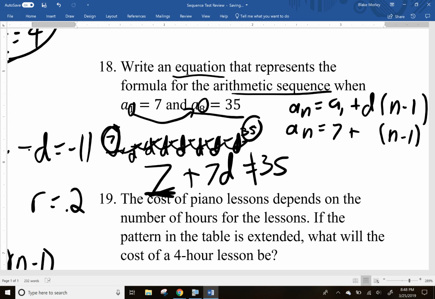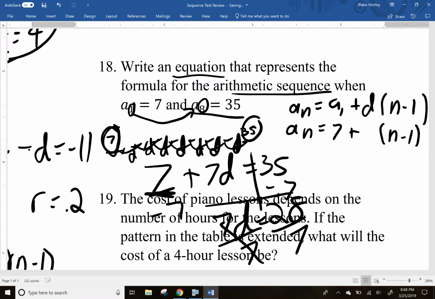So all I have to do is solve this equation now and find D. So subtract 7. That's going to be 7D equals 28. And then divide by 7. 28 divided by 7 is 4. So D equals 4. So plug it in, and I've got my equation.